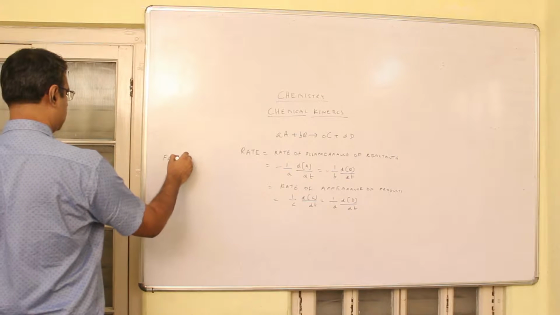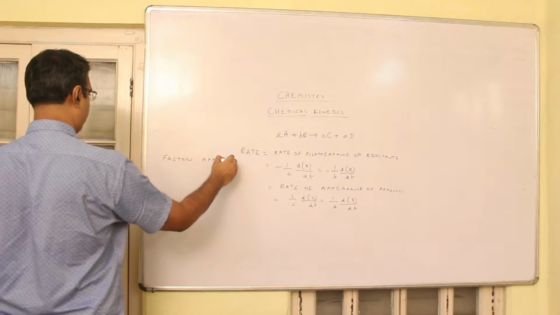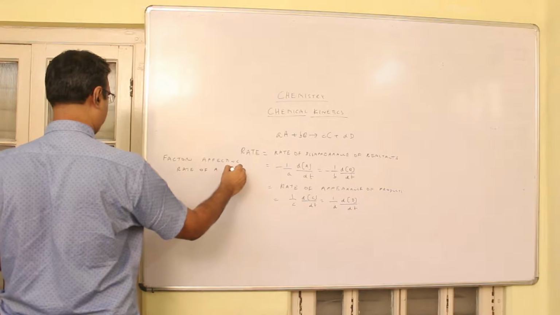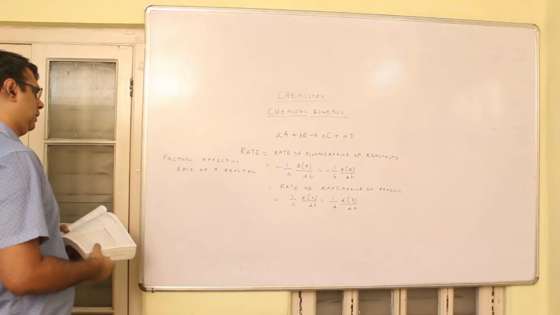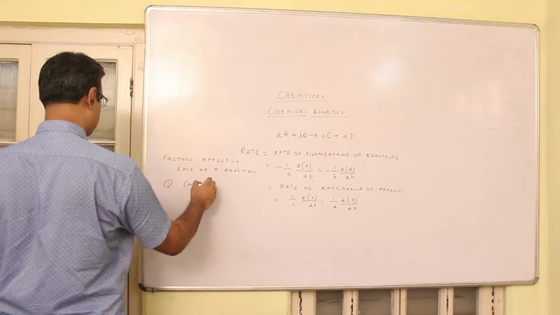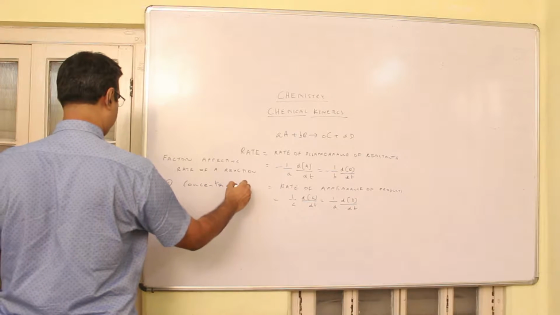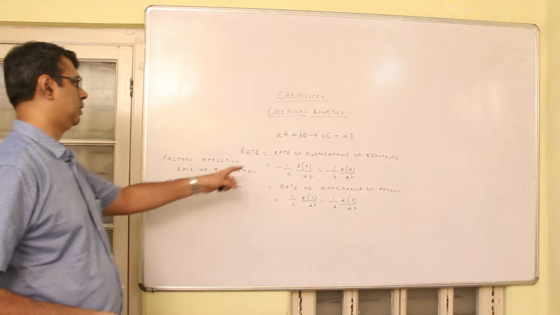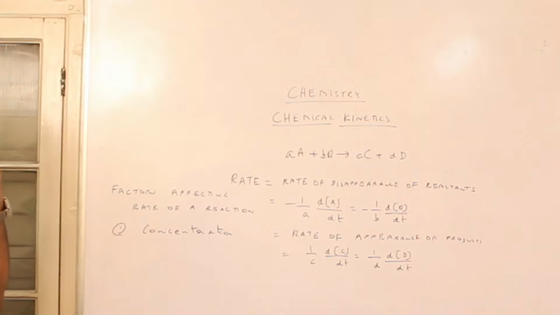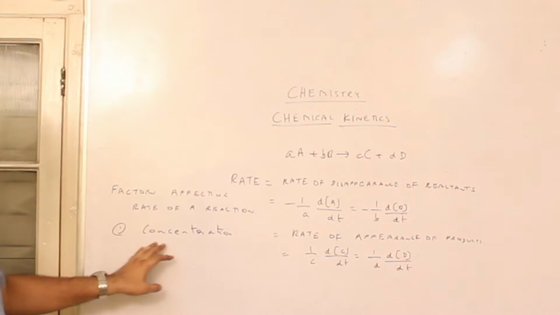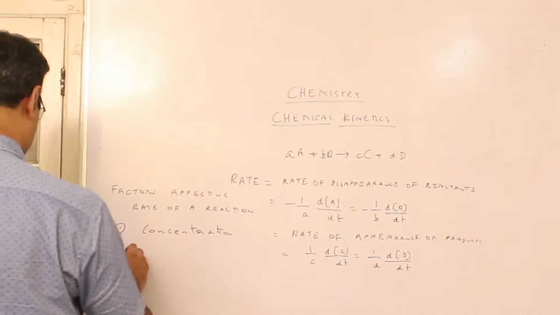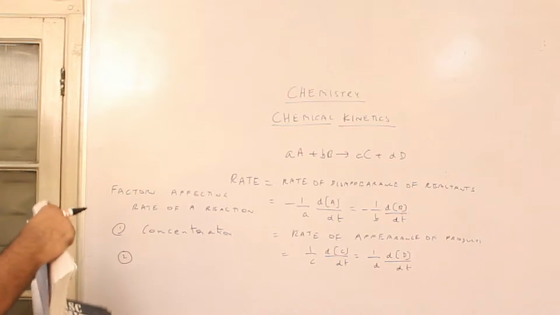Now, what are the factors affecting the rate of a reaction? Suppose we talk about concentration. Definitely, if you have greater concentration of reactants, the rate of the reaction will be high. So concentration of the reactants, if it is more, the rate of the reaction will be more. So that is point number one. Higher the concentration of the reactants, greater will be the rate of the reaction.